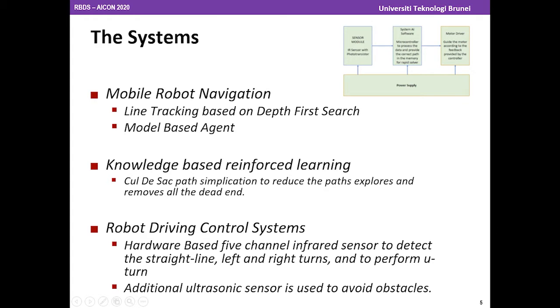And then the second part is the AI, where the knowledge-based application is incorporated with the depth first search based on the left search variant rule. So the first priority is given to the left. If there's no left junction, then we move to the straight, and if there's no straight, then we go to the right. So we explore the whole maze based on left, straight, and right.